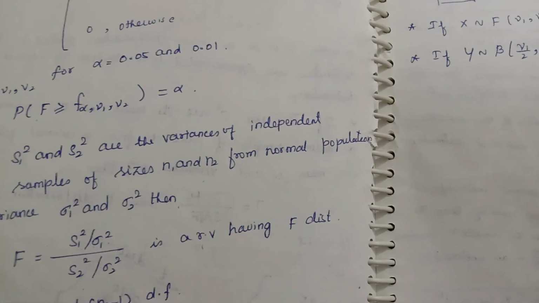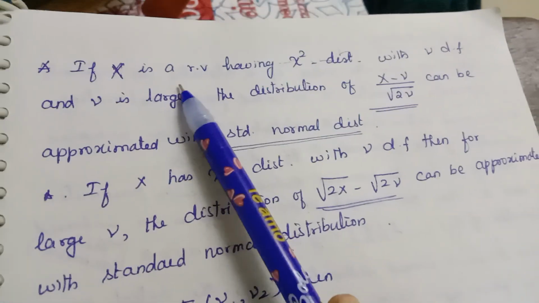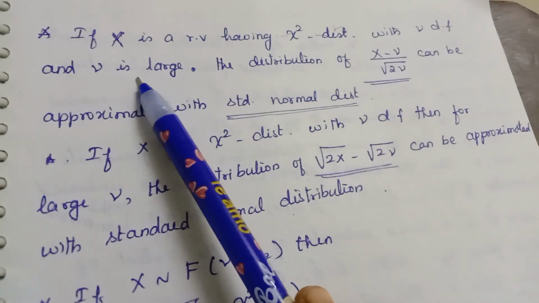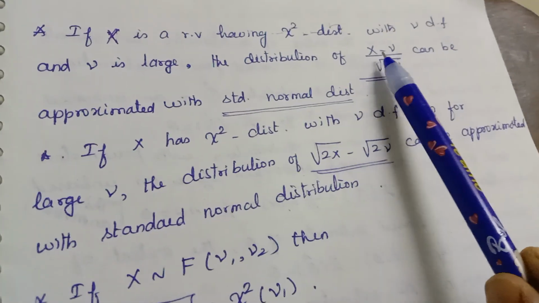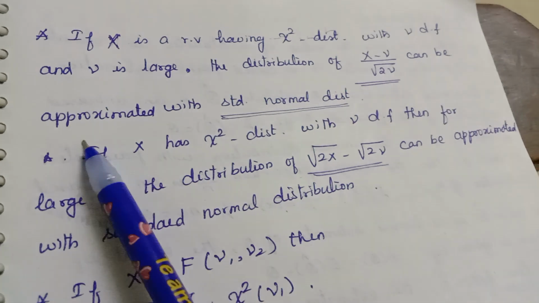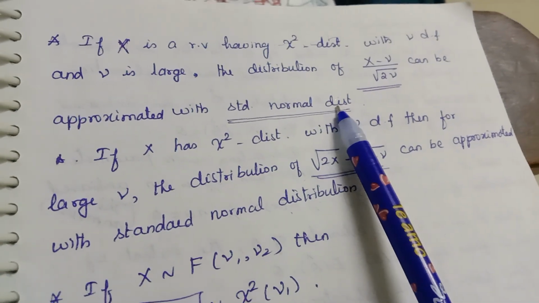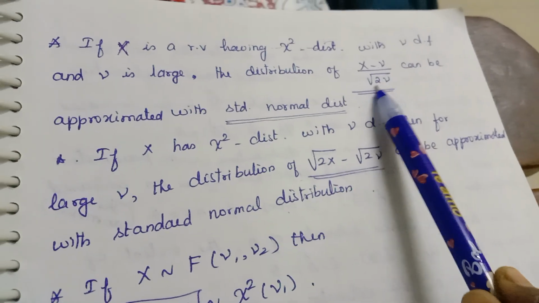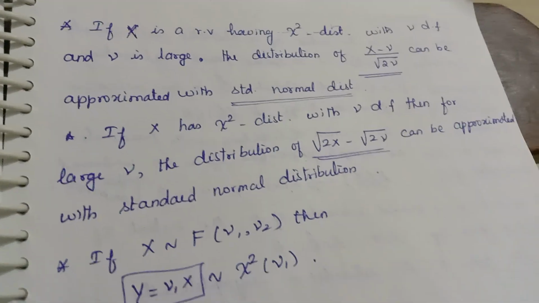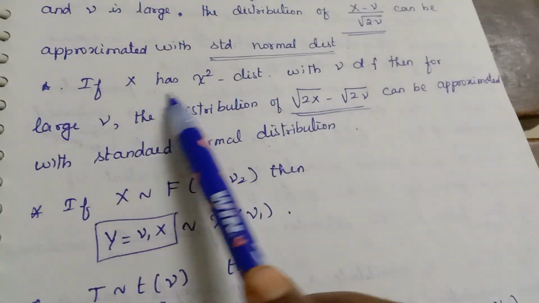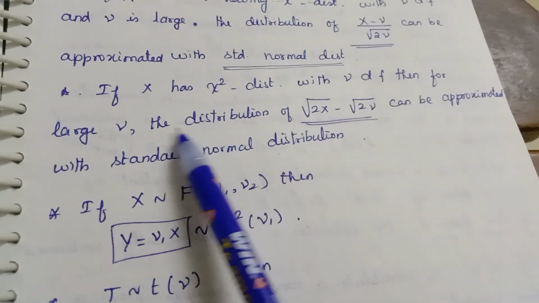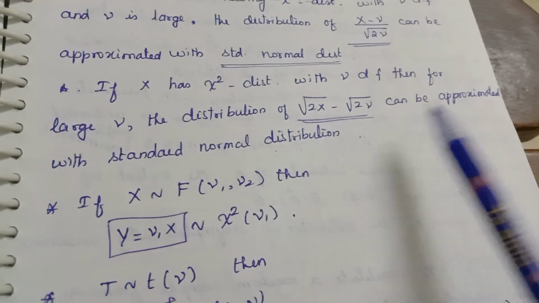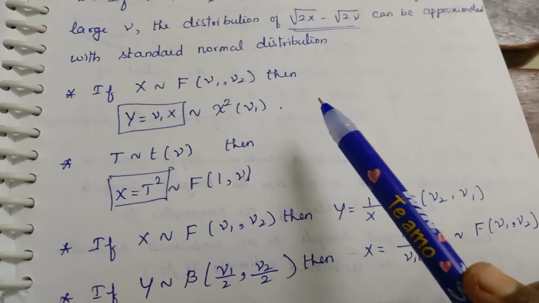Next one, if x is a random variable having chi-square distribution with nu degrees of freedom and nu is large, then the distribution of x minus nu by root 2 nu can be approximated with the standard normal distribution. Okay, x follows chi-square distribution, then x minus nu by root 2 nu follows what? Standard normal distribution, right? Another result is, x follows chi-square distribution with nu degrees of freedom. Then for large nu, root 2x minus root 2 nu can be approximated to the standard normal distribution.